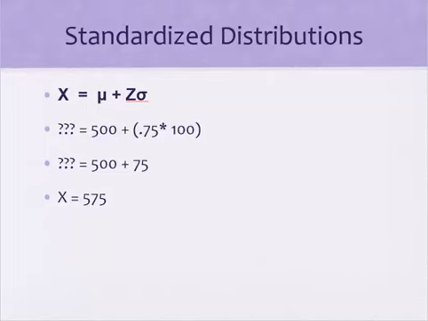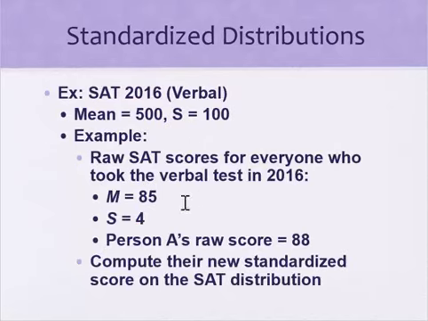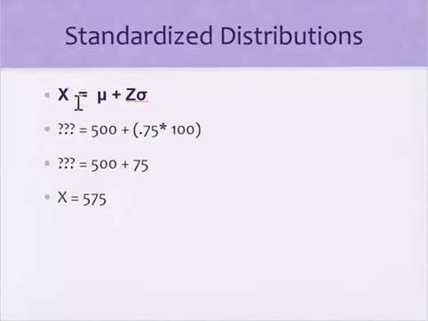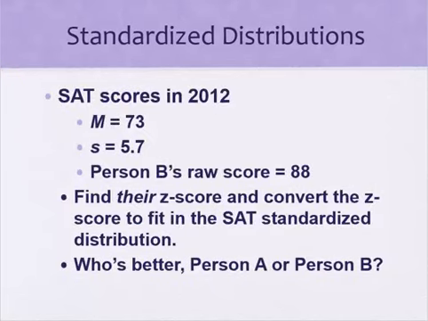But what we did, to reiterate, is say, okay, here's the mean and the standard deviation for all the verbal scores in 2016. And here's one person's raw score. We're going to compute their z-score. We're going to see that they did 0.75 standard deviations better than everybody else who took the test. But remember, these are not the scores that SAT reports. They create a new mean and a new standard deviation, and they take the z-score and put it into this equation, and they figure out, okay, this is what your actual score is on the SAT. Okay? All right.